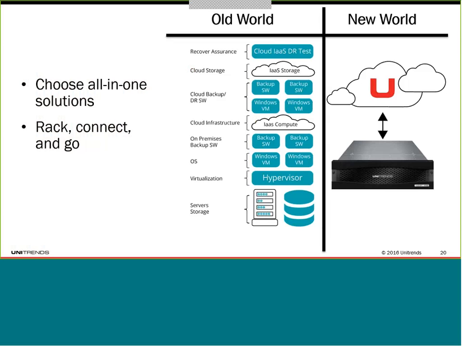We are #1 in all-in-one backup and business continuity. We have an all-in-one solution. You look on the left-hand side of this image and you see all of the elements that would be required for a backup and recovery and business continuity solution. And all of those items are included in our Unitrends appliances. It literally is, you rack it, you connect it, and you're ready to go. And during that process, our customer service people are on the phone with you, helping you through the setup process.